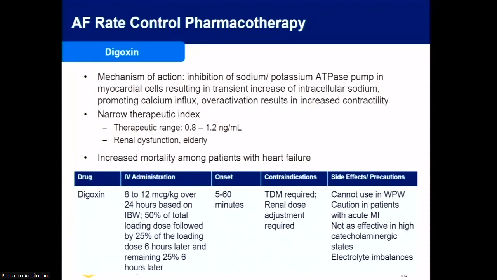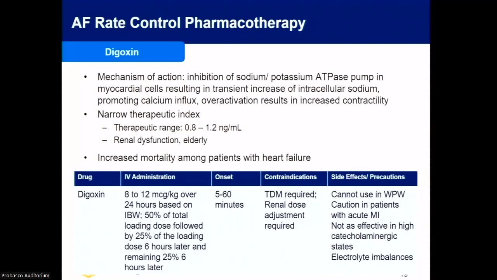Also of note, there was increased mortality noted among patients that had heart failure that were treated with digoxin. So IV administration, so 8 to 12 mics per kilogram over 24 hours. And you would split this loading dose up for heart rate control. Onset can be between 5 to 16 minutes, we typically consider it as a drug that can potentially take a little bit longer compared to our previous two options.